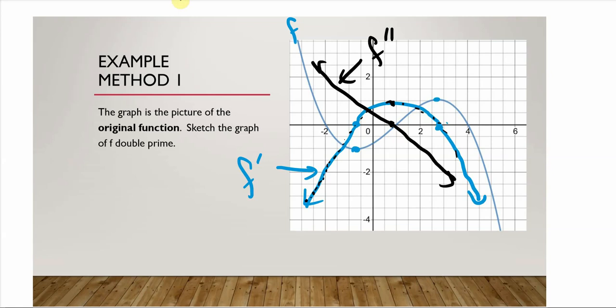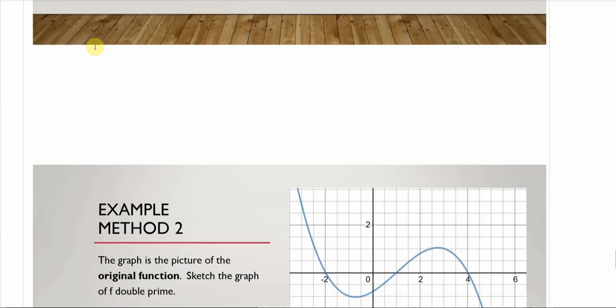So I can now take my eraser and erase this one because that's not the graph that I want. What do I want? I want the picture of f prime. So now let me go ahead and connect this back up like this. And there it is. That's what I want. That's the f prime. So now let's try method number 2.